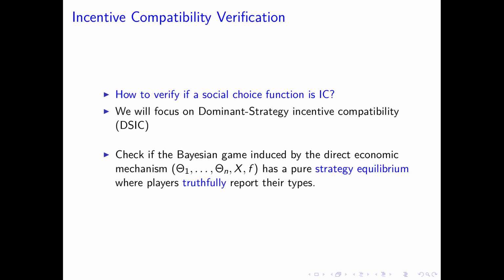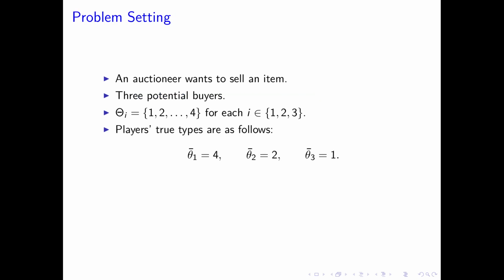We will study the following example. We have an auctioneer that wants to sell an item to a set of 3 potential buyers, and each buyer has a finite space of types, where we will assume the evaluation to be in the range going from 1 to 4. The true evaluations of each player on the item are respectively 4, 2, and 1. We want to check whether, in this setting, the first price auction and the second price auction are dominant strategy incentive compatible.